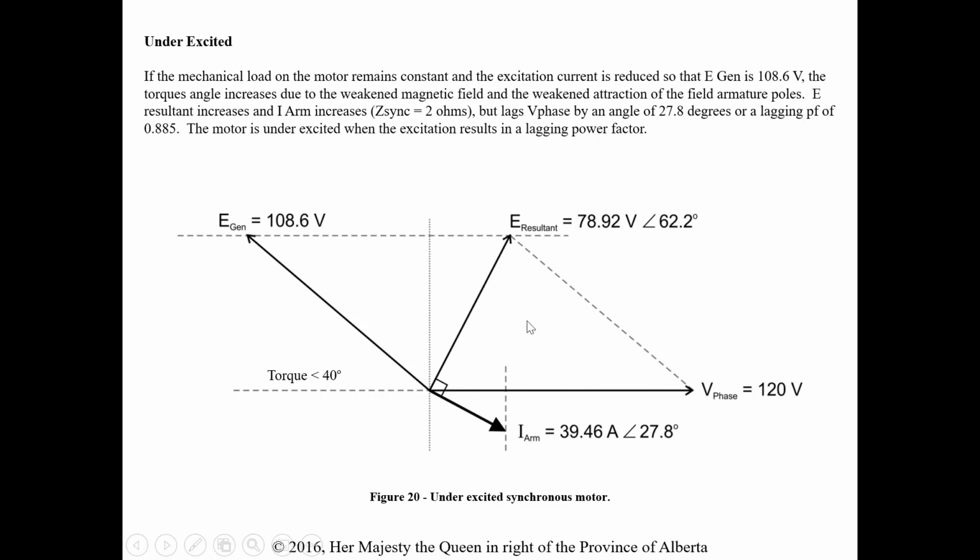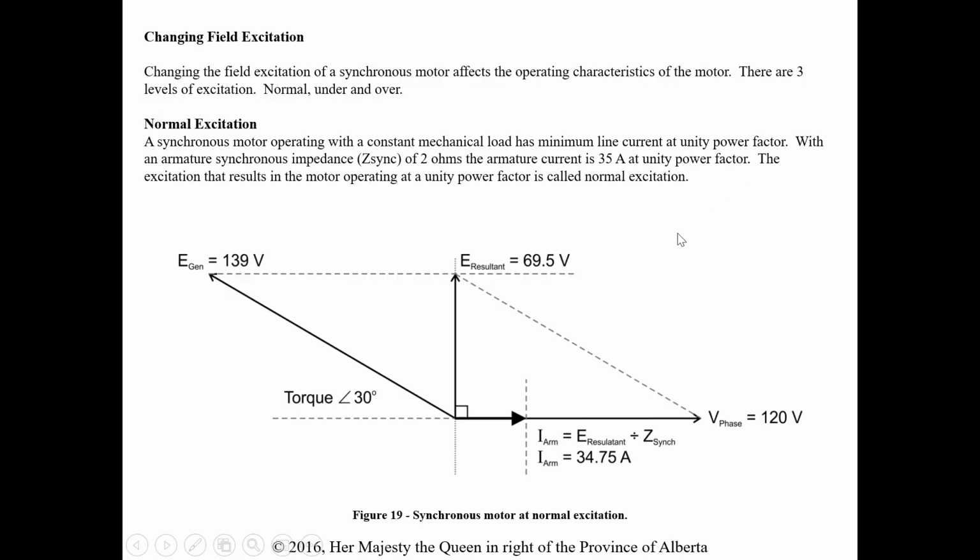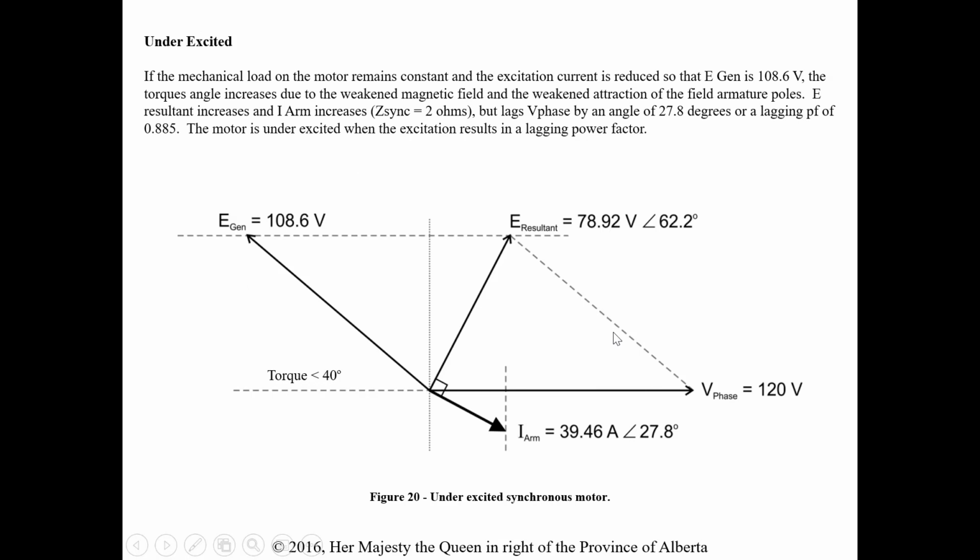And it starts to get into this quadrant. So now our I arm lags at an angle of 28.7 degrees. So we have a lagging power factor of 0.885. So the motor is underexcited when the excitation results in a lagging power factor. So normal excitation is unity, underexcited, we get into a lag.